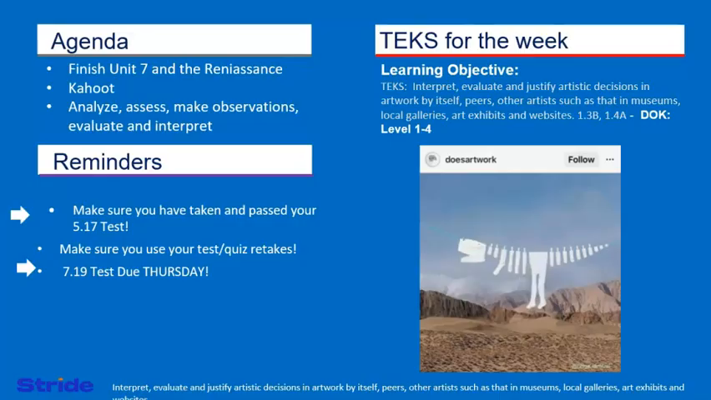Here's our agenda, a couple of quick reminders. Make sure you've taken and passed your 5.17 test. Make sure that you're using all of your test and quiz retakes. You have 2 attempts on each test, 3 attempts on each quiz, and your 7.19 test is due on Thursday.